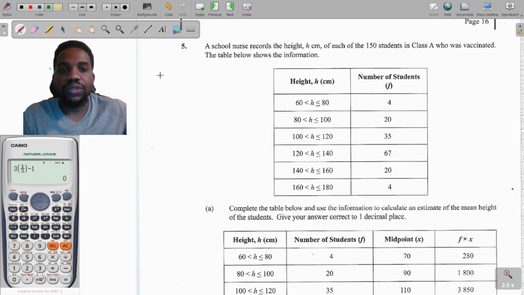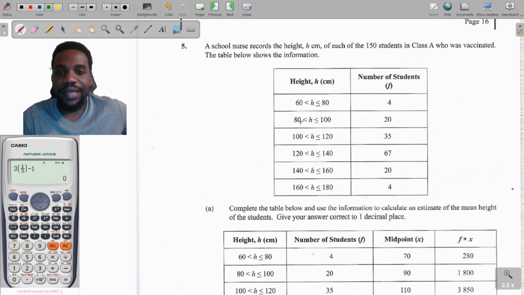We now move on to question number 5 on May-June 2022 CXC Mathematics past paper. Let's get right into it. Question 5. A school nurse records the height in cm of each of 150 students in a class A who were vaccinated. The table below shows the information.